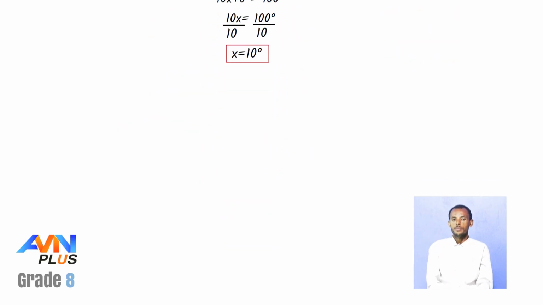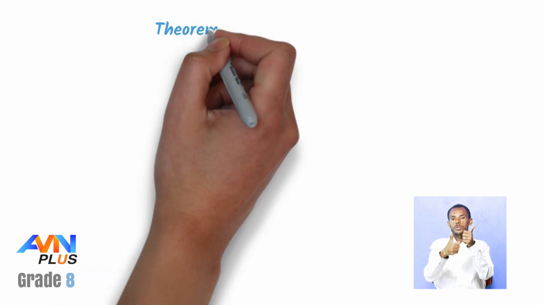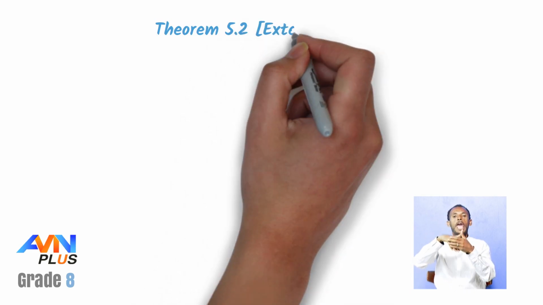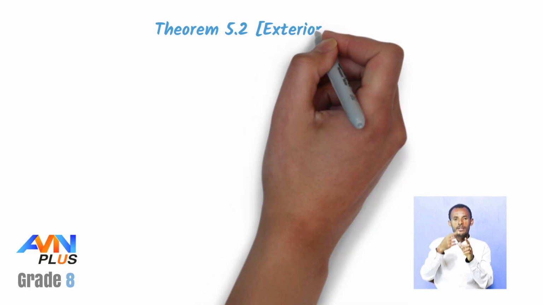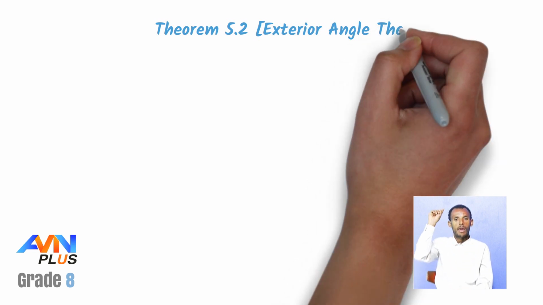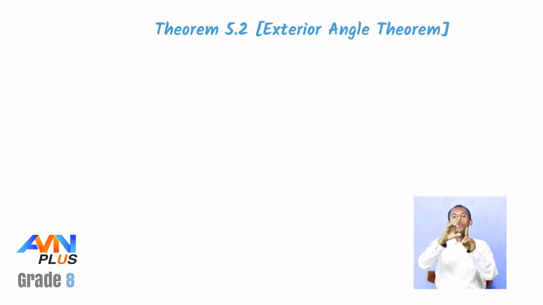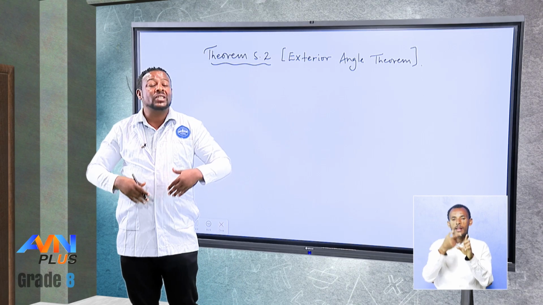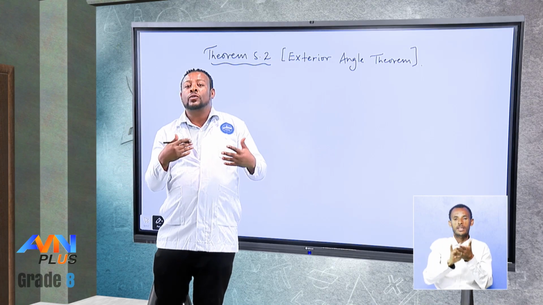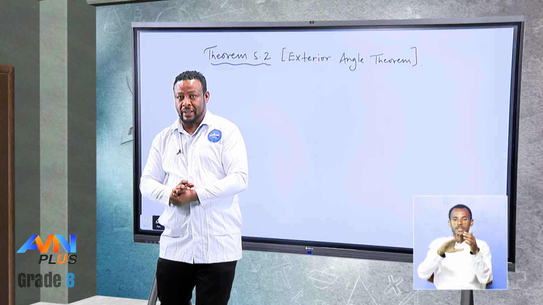Theorem 5.2, which is the second theorem in this unit. This theorem is about the exterior angle theorem. Okay, what does this exterior angle theorem say? The exterior angle theorem says that the sum of two remote interior angles is equal to the exterior angle, right?